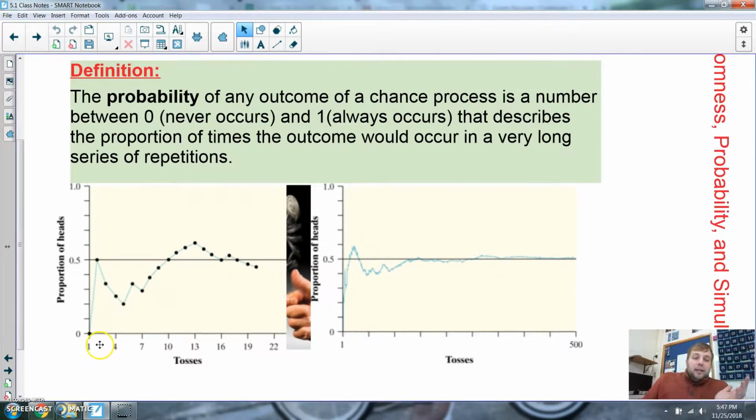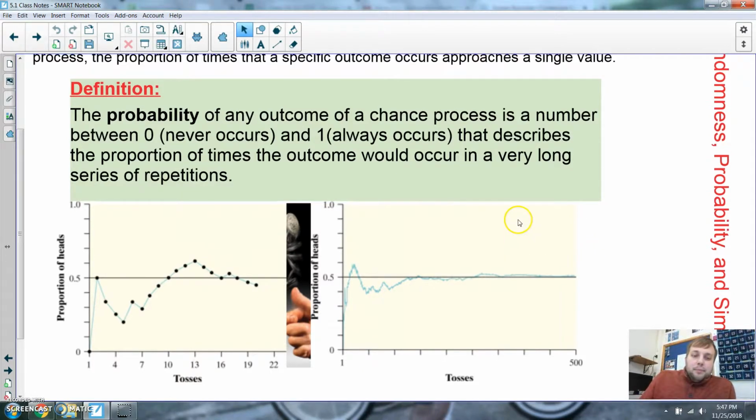And here's basically, after 4 flips, you could be down here with probability, right? But as you flip it more, it's going to start circling around. See, after 13 flips, you're above 50%. After you flip it a long time, notice how it starts getting really close to that 50% mark. It's kind of cool. All right. So it's kind of an interesting phenomenon.